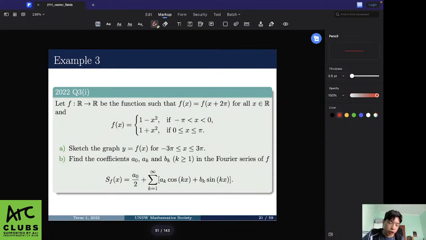So let's look at a function right here. This is a question from 2022, and it's a 2π periodic function. We also have our function right here. It's defined as 1 minus x squared from minus π to 0, and then 1 plus x squared from 0 to π. Generally, we're going to be asked to sketch it. That's our first part. We're going to be asked to find the coefficients of our Fourier series. That's our next part. And generally, there's a third part on convergence, which we'll discuss later since we haven't talked about what it means to converge yet.